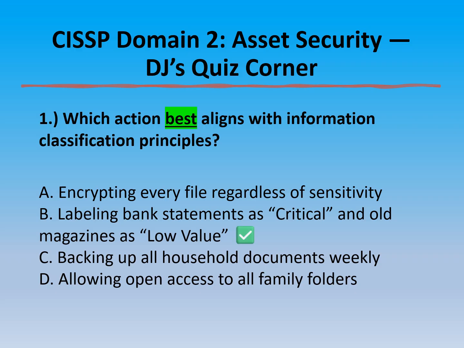The correct answer is B. Labeling bank statements as critical and old magazines as low value. Classification is about assigning protection levels based on value and sensitivity, not applying blanket controls. B demonstrates risk-based prioritization. Highest marks for critical assets, minimal effort for low value. A wastes resources. C treats all data equally. D violates need to know.